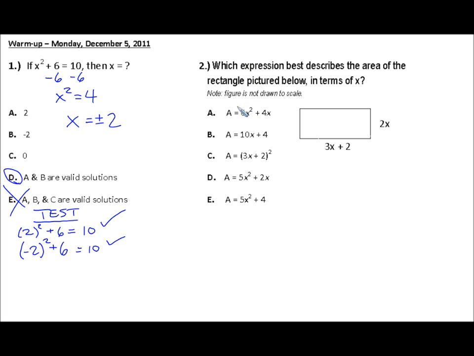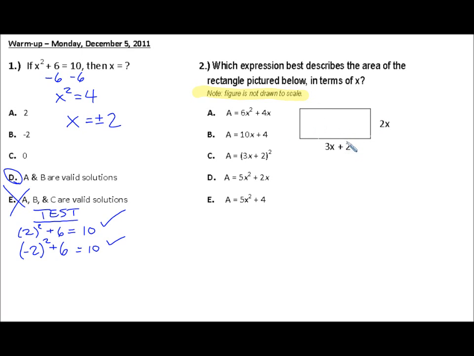Number 2 says, which expression best describes the area of the rectangle pictured below in terms of x? It does say note, figures not drawn to scale. That is important to know. What that means in plain English is that the proportions, the dimensions in this are not accurate. They're not accurately described. This side is not that much longer than that side.